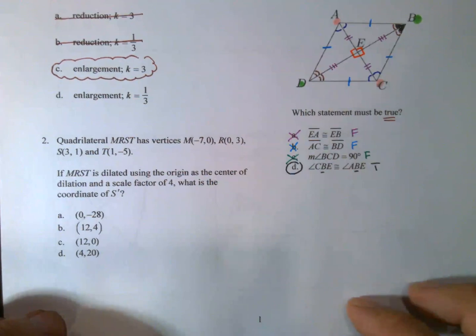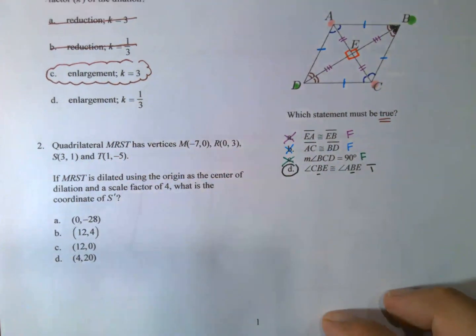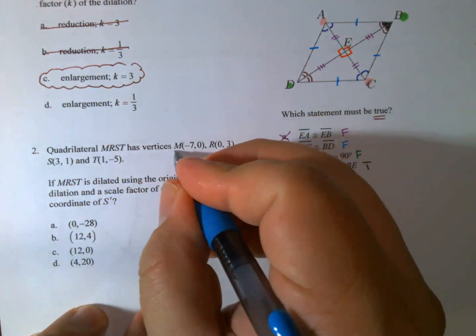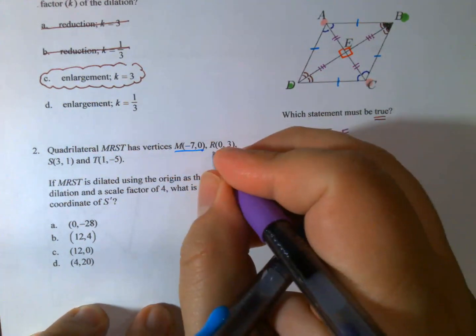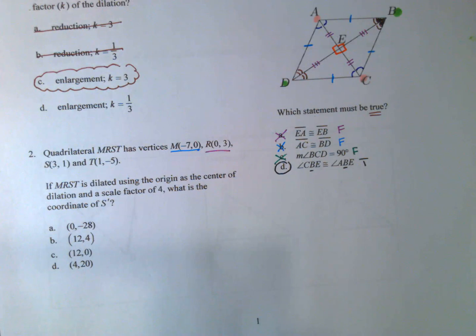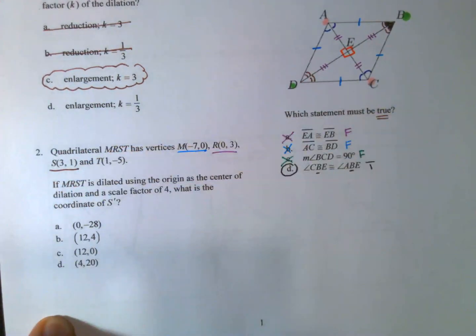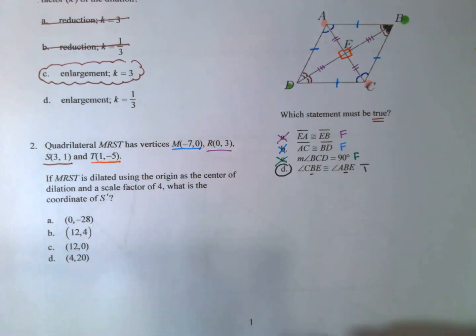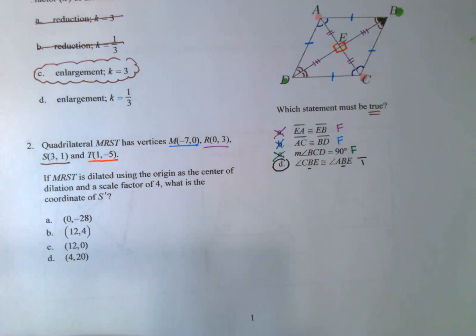Now, let's keep it going. We want to get you started on that test as soon as possible. So for this one, yeah, they gave me 4 points, right? They gave me an M. They gave me a point for R. They gave me a point for S. And of course, they gave me a point for T. But if we read the question carefully, it says, if MRST is dilated, so we're going to do a dilation here.